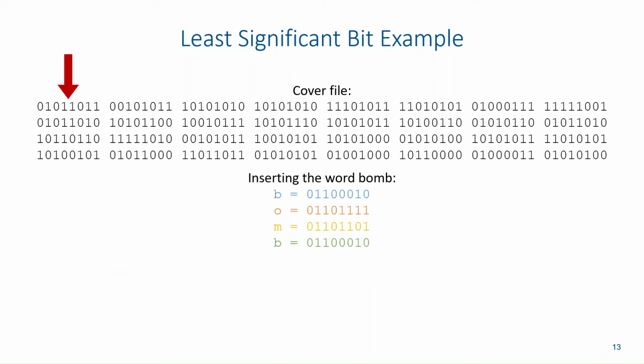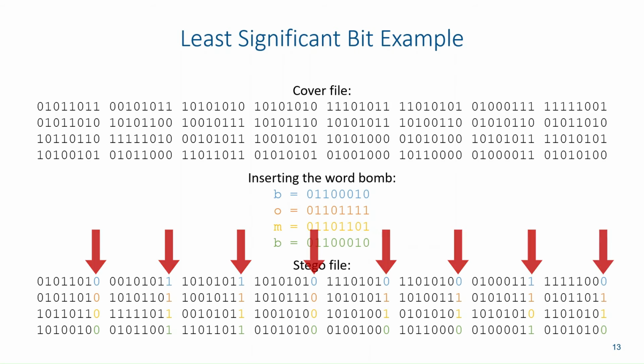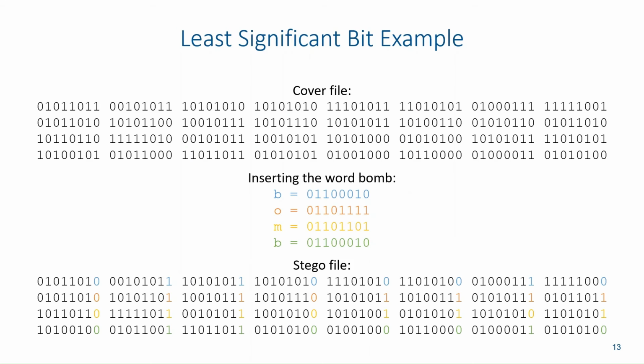0101111 is 1 byte. So I'm going to take the last bit of that first byte and put 0, which is the first bit of our B. And then I'll go ahead and do that across. So B is 0, 1, 1, 0, 0, 0, 1, 0. We'll do the same thing with the O and the M and the B.